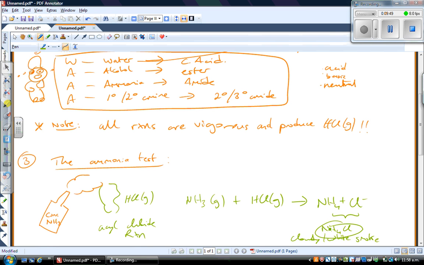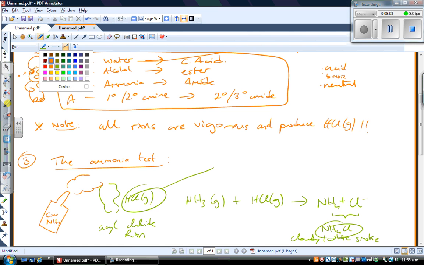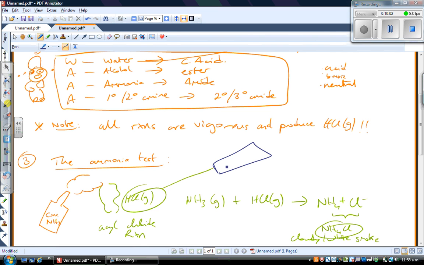The other thing you can do for acyl chlorides is obviously they're producing an acidic gas. So that acidic gas would turn blue litmus red. So there's your blue litmus, and the acidic HCl gas would turn your blue litmus red. So we just signify that with some red color here. So that would be the second major test for acyl chlorides. And apart from the fact that they also react vigorously with water. So that's everything you really need to know for acyl chlorides.